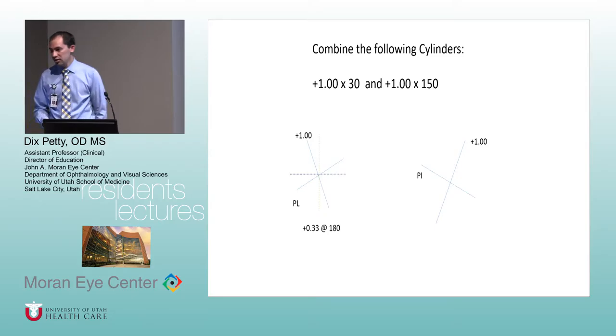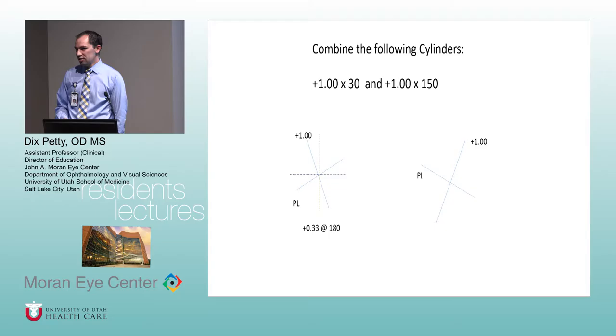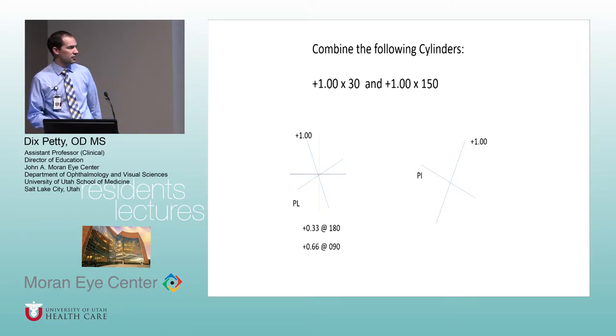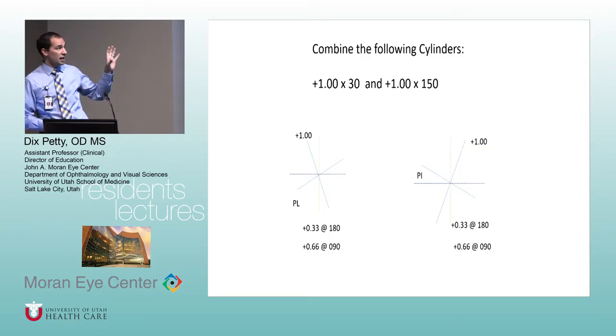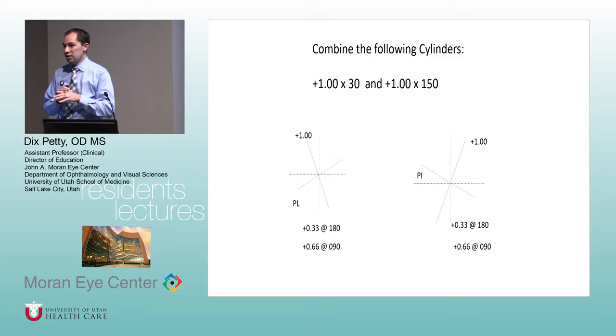Along the vertical meridian, what would it be there? Any ideas? So it's basically just one minus the 0.33, so about 0.66. Now on this one, we just tilted the axis a little bit. But we'll end up with basically the same results here. So plus 0.33 at 180, plus 0.66. So now we want to know, in this lens system, if we combine these lenses, how much total power would we have at axis 180, and how much total power would we have at axis 90?